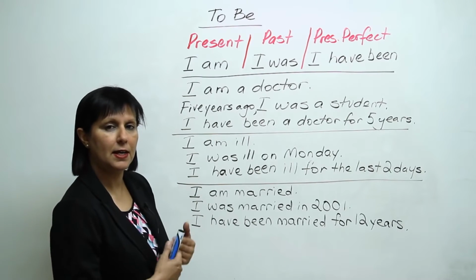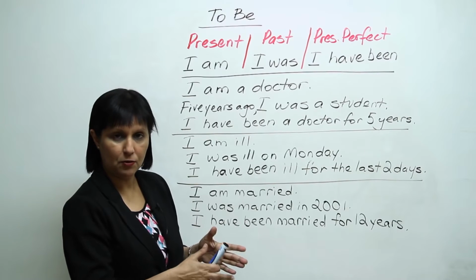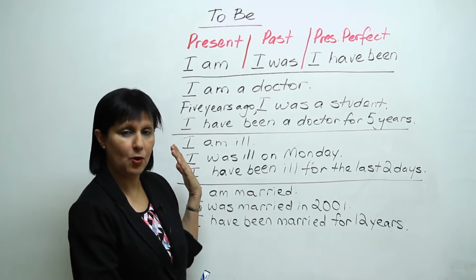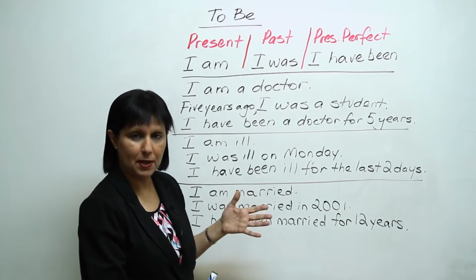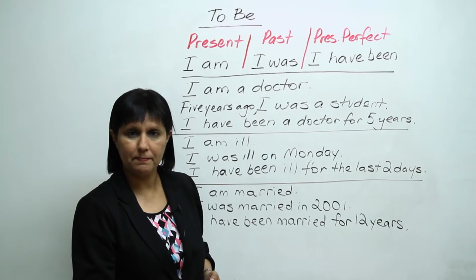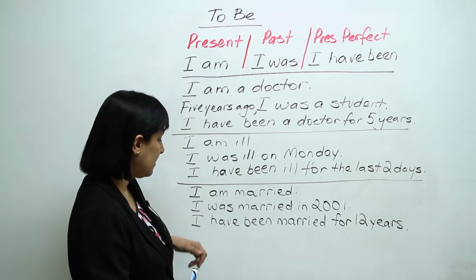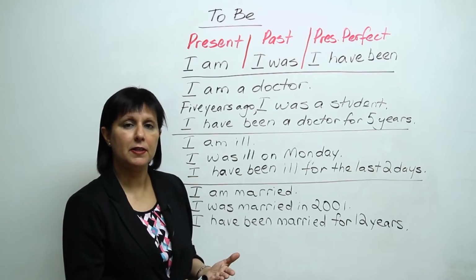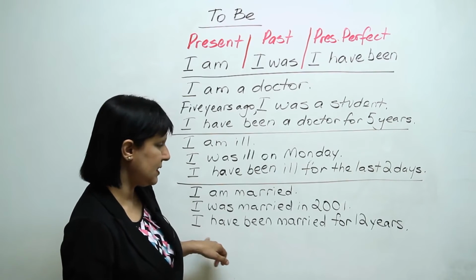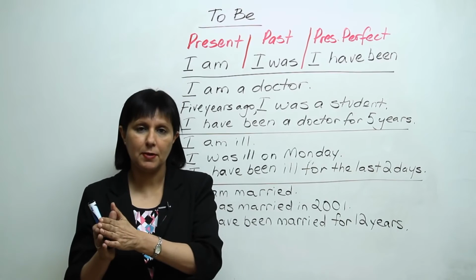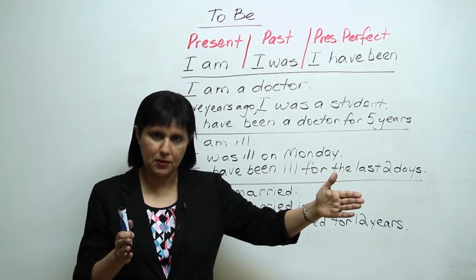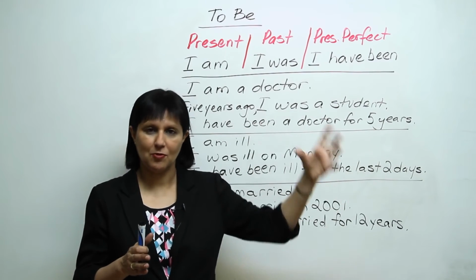Another example. I am married. That means now, for example. I was married in 2001. Usually we say I got married, but people could also say I was married in 2001. Okay? And last one, I have been married for 12 years. Okay? Now here, the person is saying that he or she got married 12 years ago and has been married throughout that period of time, including right now.